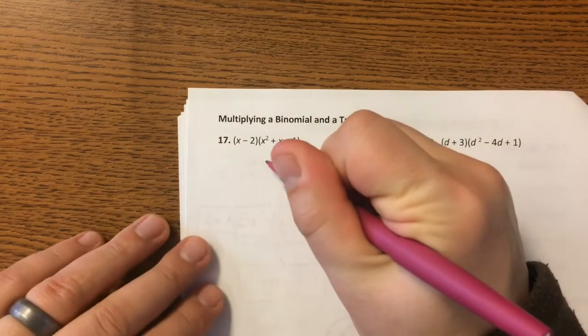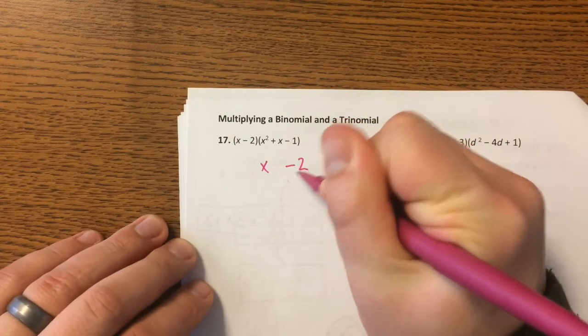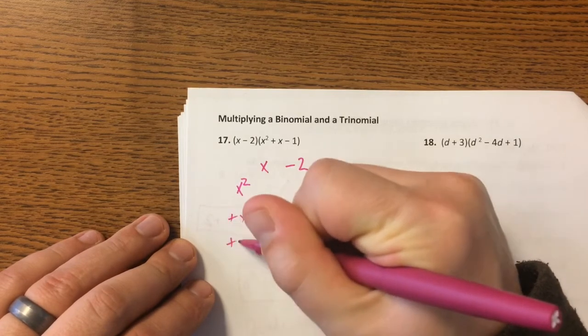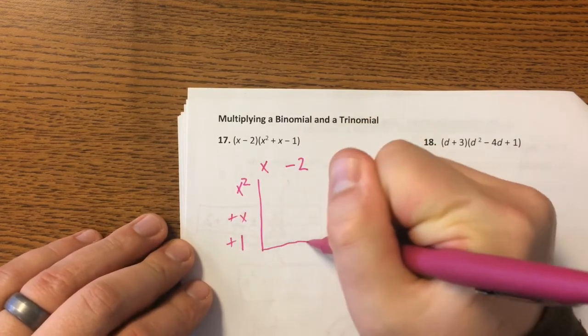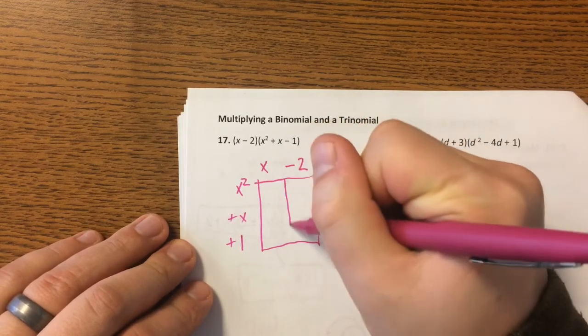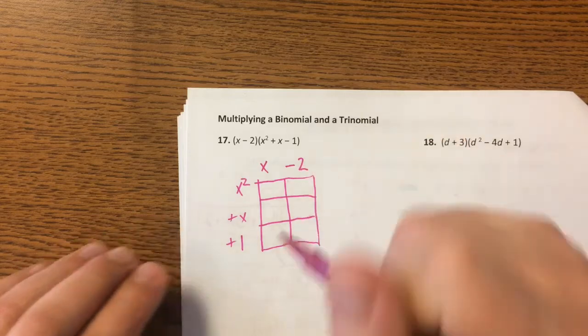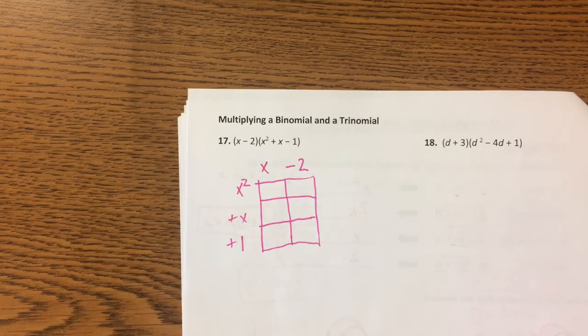Okay, so I'm going to have my x minus 2. But then down the side, I'm going to have x squared plus x plus 1. And then basically have a 2x3 box instead of a 2x2. Once you get it set up, you basically do the same thing that you did before, which is you just multiply all the rows by all the columns.